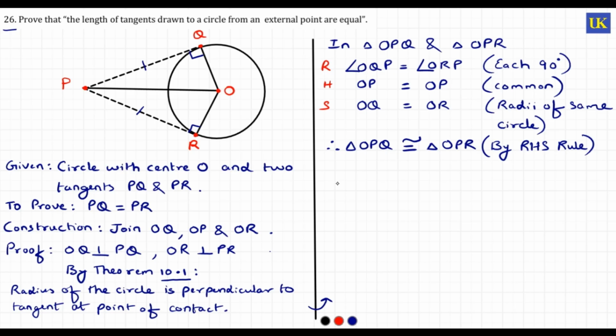Once we say that both the triangles are congruent, then using CPCT we can say that PQ is equal to PR. The full form of CPCT is corresponding parts of congruent triangles. We have studied this in class 9th, right? So using CPCT we say that PQ is equal to PR, and this is what we were required to prove. So this proves our theorem. Now we will see the next sum on the next page.